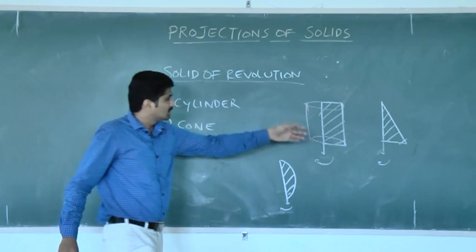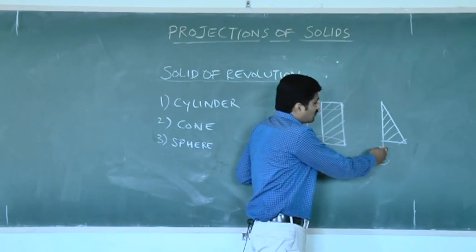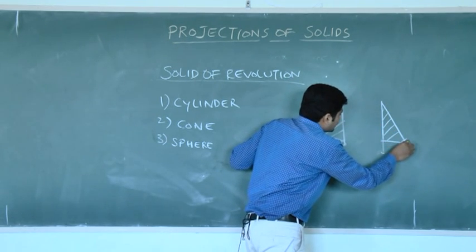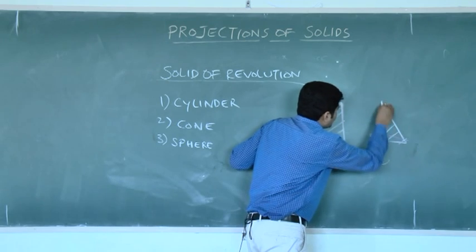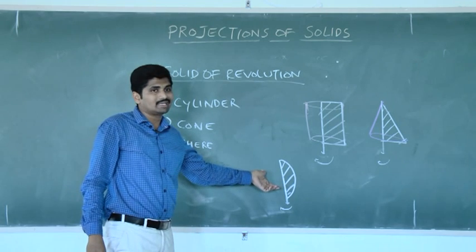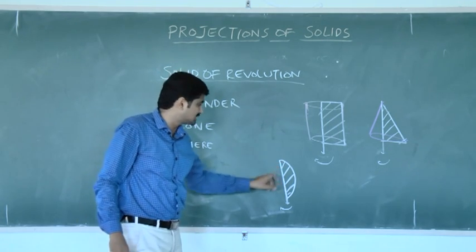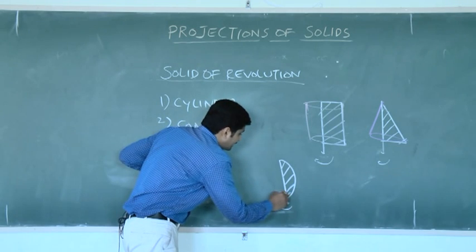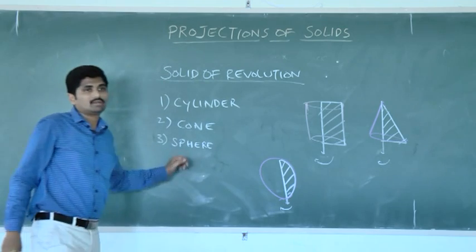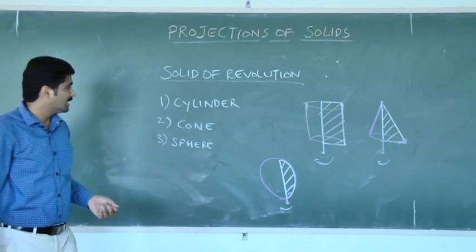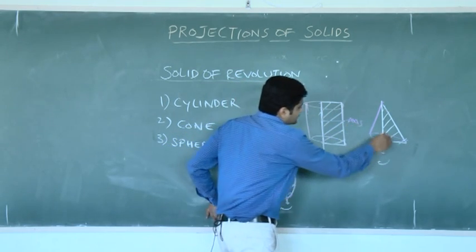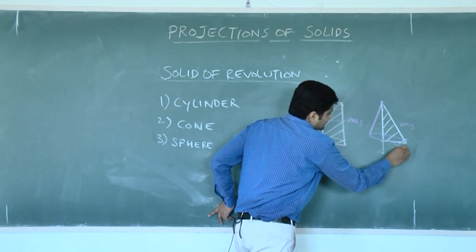After that, if you take a right angle triangle, with one of its perpendicular edges fixed and the other edge revolving, you get the cone. This is the cone. And after that, you go for the semicircle. If the diameter of the semicircle is fixed and it revolves, you get a sphere. Right? These are the solids of revolution, and here this is called the axis line. This is the axis and this is the base.